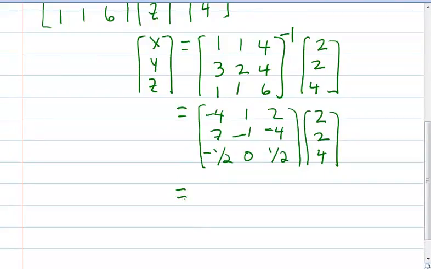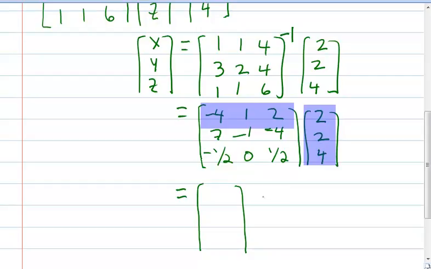And I have a 3 by 3 and a 3 by 1. I'm going to end up with a 3 by 1 as my product, and I have to fill in just 3 numbers. The first one is -4 times 2. I'll jot that down over here. -4 times 2, that's -8, plus 1 times 2, plus 2 times 4. So I get -8, +8, and 2 for that spot.